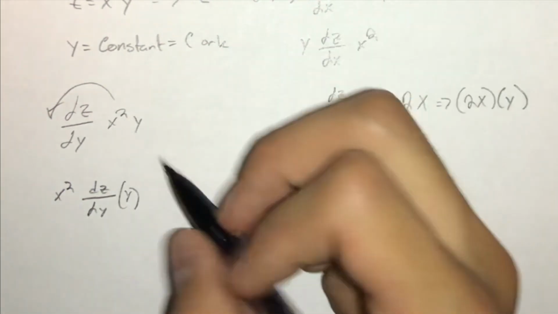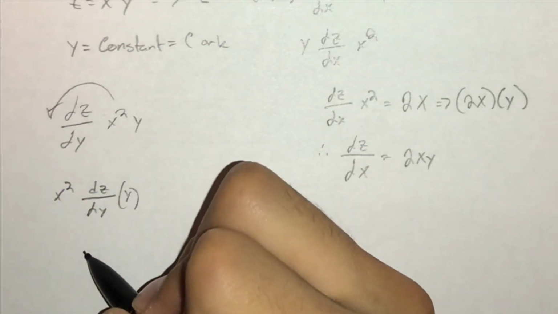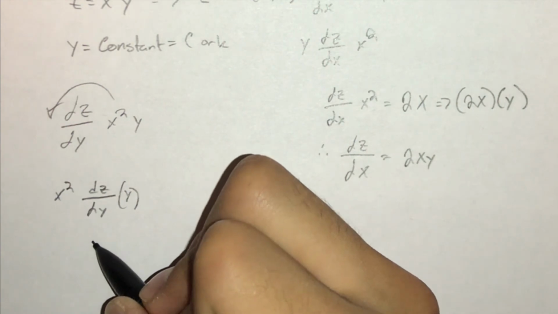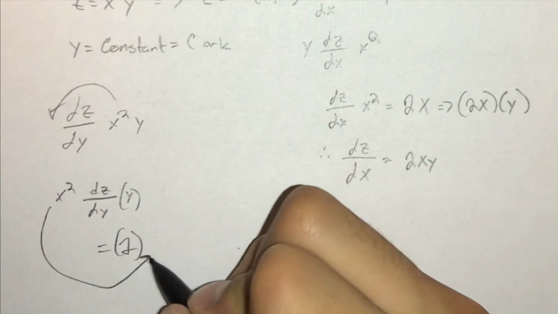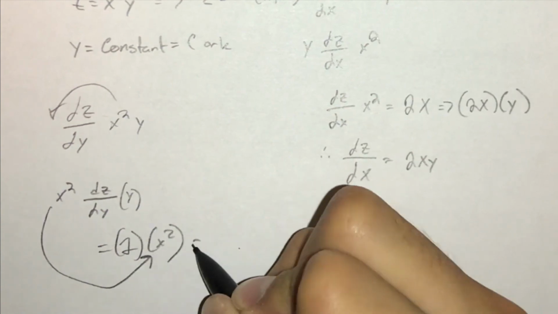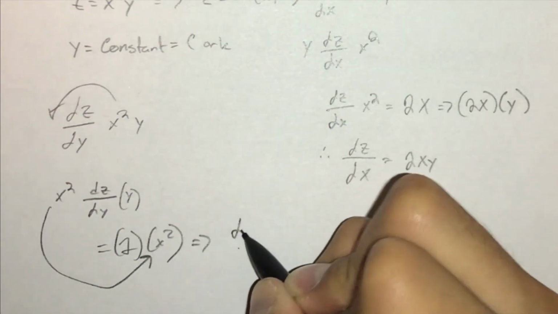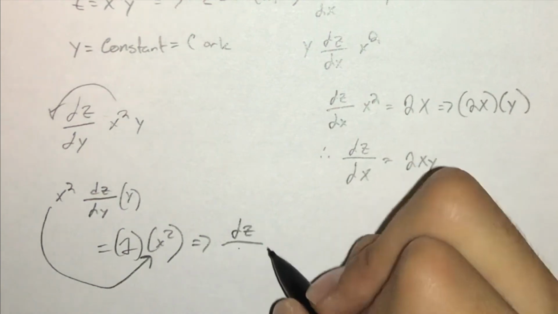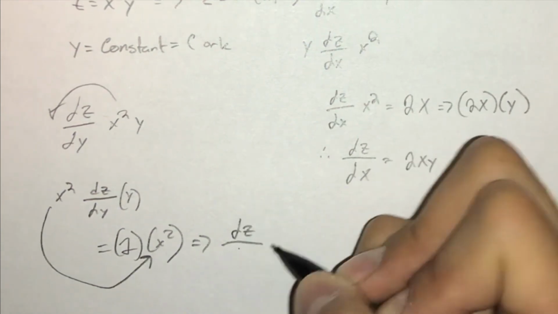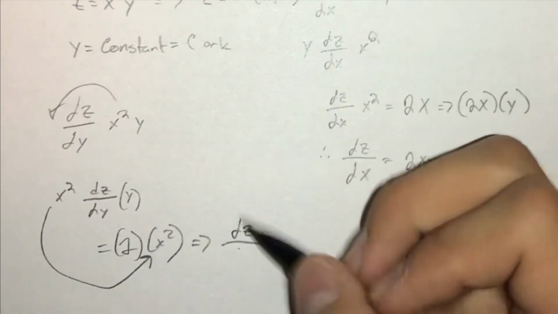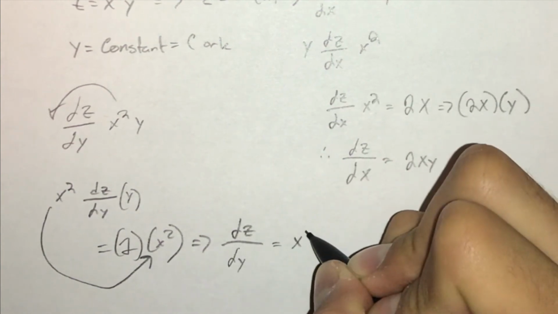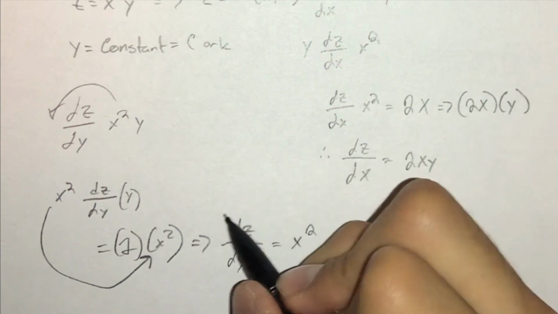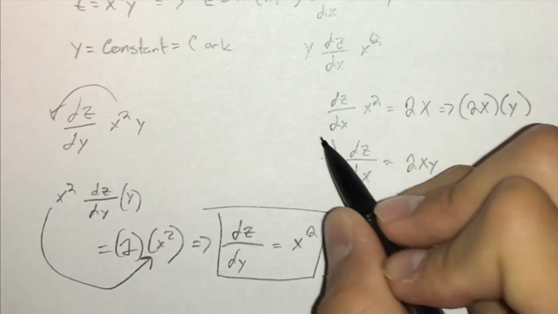So find the derivative of y, which is going to just equal 1. So then you bring your x squared back. Therefore, the partial derivative of the function z with respect to y, remember z is the function, is going to be equal to x squared. So these are your answers.